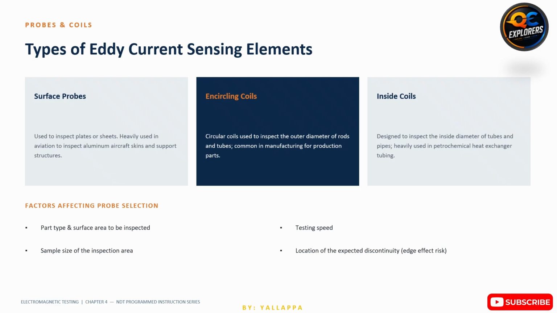Another consideration is the inspection area. A large inspection zone may benefit from array probes, whereas localized defect detection often requires smaller, highly focused probes. Finally, inspectors must consider the expected location of discontinuities. Defects near edges, corners, or holes may require specialized probes to minimize edge effects and improve sensitivity.